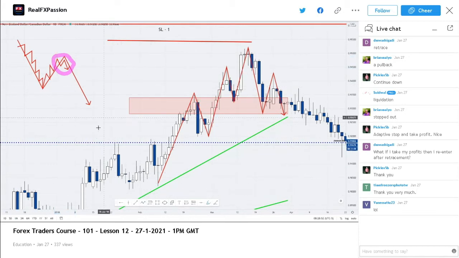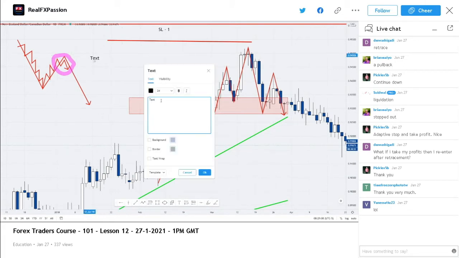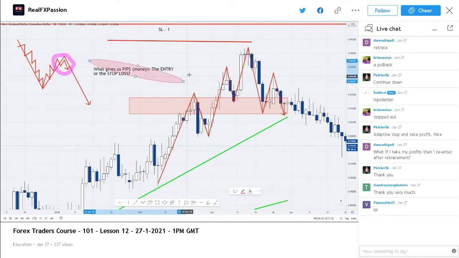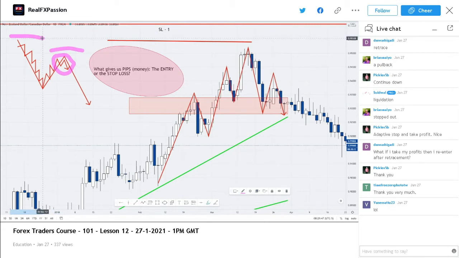And now this is the learning part, everybody. What gives us money? I'm going to ask you a question, and it's going to be a tricky one. For the beginner trader, what gives us pips or money? The entry or the stop loss? Golden nugget for you, everybody. It's a beginner trader question. What gives us pips and money? The correct entry, like, oh, I was right, or the stop loss level, meaning the stop loss level up here or the stop loss level up here?